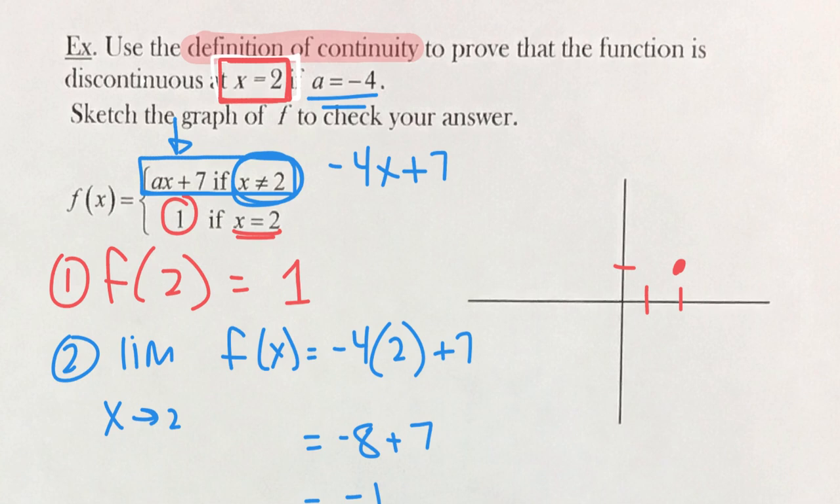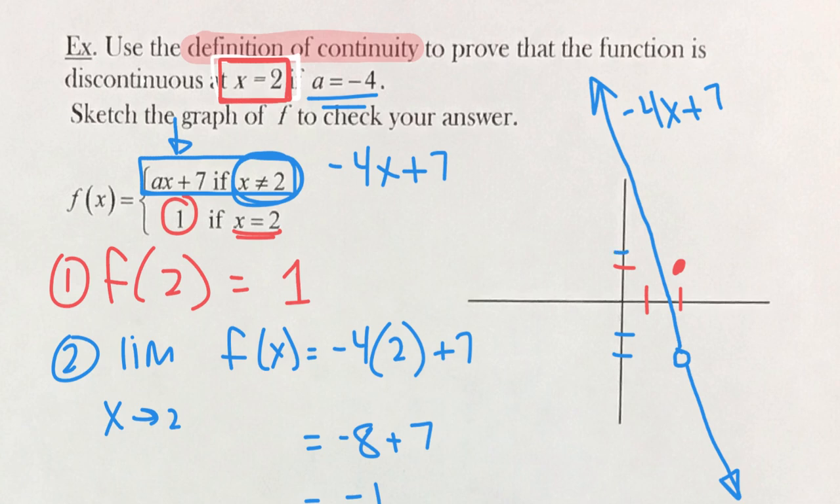Okay, so when x is 2, our graph is at negative 1. So that means that's our hole down here. So our graph would have a negative 4 slope and cross at positive 7. So this would be the graph of negative 4x plus 7. 1, 2, 3, 4, 5, 6, 7. That's the y-intercept, and it has a negative 4 slope. Okay, but notice the y value is positive 1, but the limit value is negative 1, right?